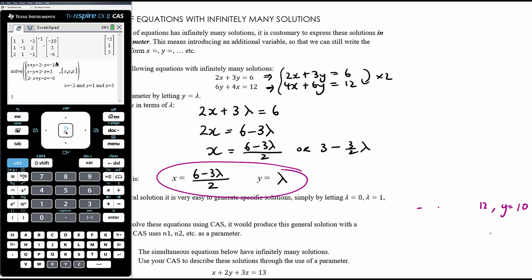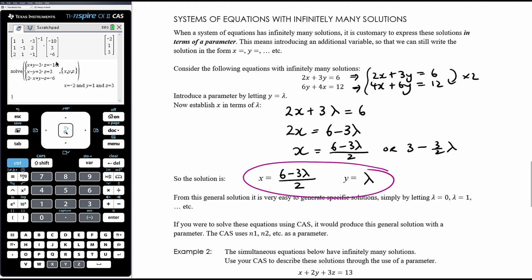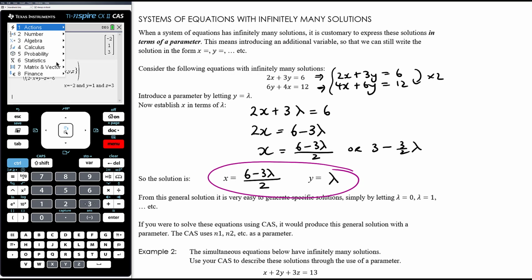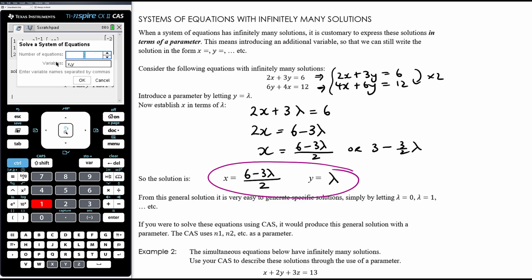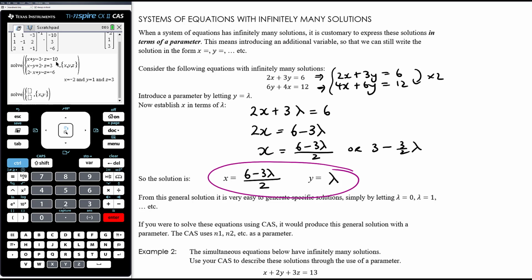Okay, and when you use your CAS, it does this. If we got our CAS to solve this pair of equations, menu 371, two equations with two unknowns, 2x plus 3y equals 6, and 6y plus 4x equals 12, it gives us this. It's using C2, where I used lambda. I wouldn't write C2 on the paper.